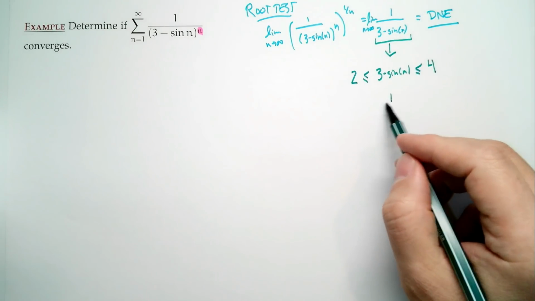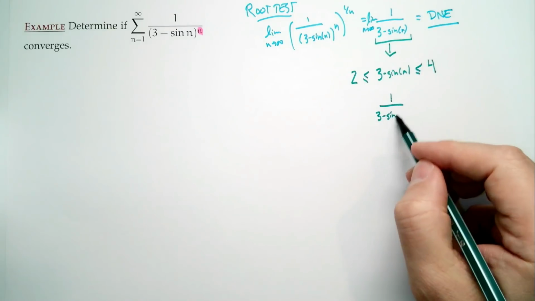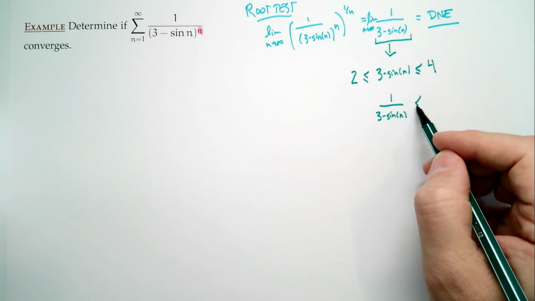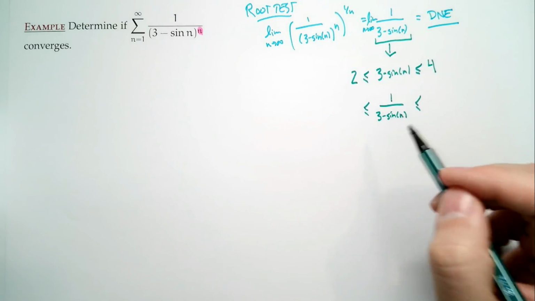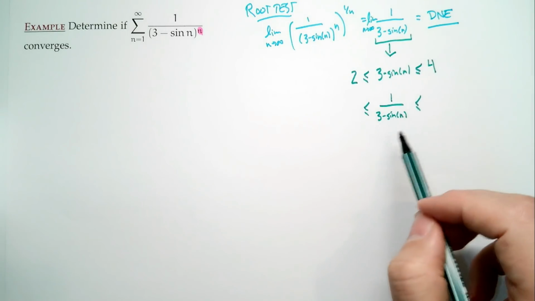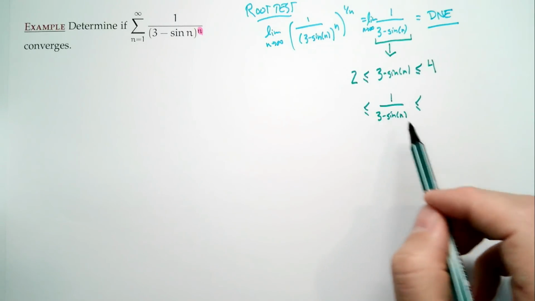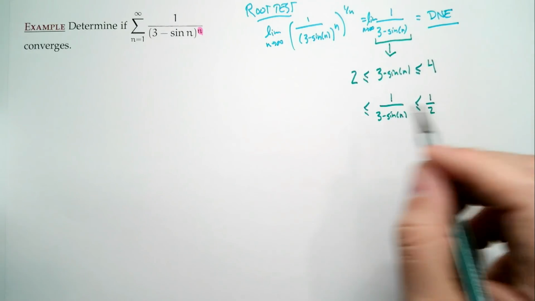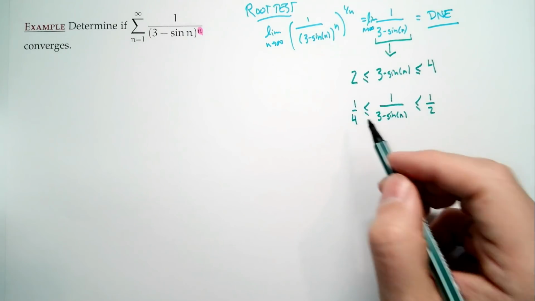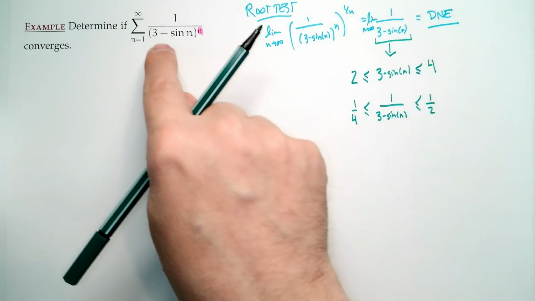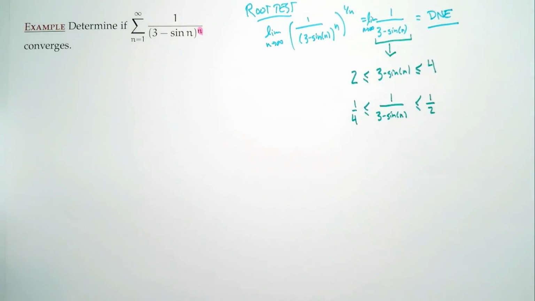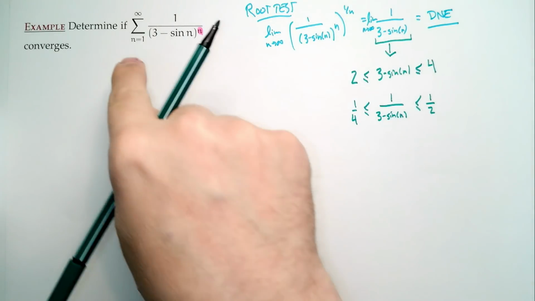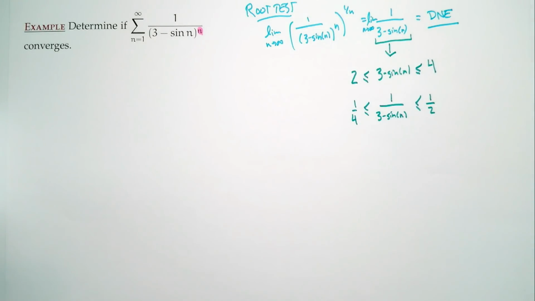So 1 over 3 minus sine of n. Well, what's the largest that can be? Well, if I want 1 over 3 minus sine of n to be large, I say, let's make the denominator small, which means it's below 1 over 2, and it's above 1 over 4. By the way, this is good news for us. This tells us that we're never going to be dividing by 0. That's always a little bit of a concern we have. When we make mistakes, usually we put our index in the wrong place, so we get a divide by 0. But not today. Not today.